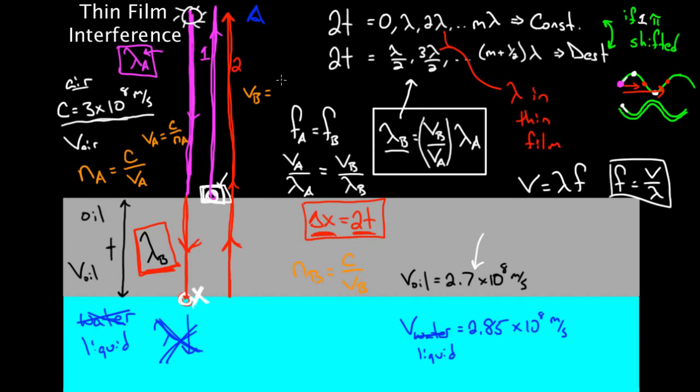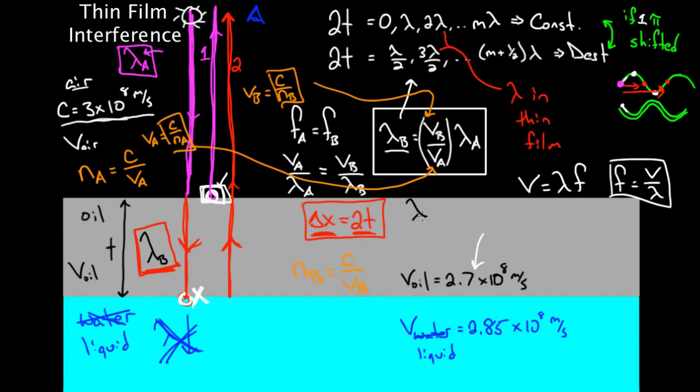VB would equal the speed of light in a vacuum divided by the index of refraction in B. All right, now imagine just plugging into here. I'm going to plug in VB, which is this, for VB, and I'm going to plug in VA, which is this, for VA. I'd get a new condition. What would that new condition be?